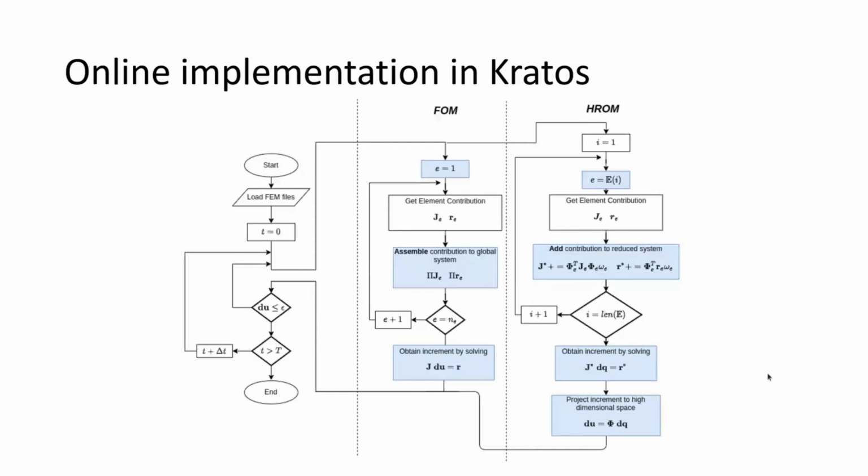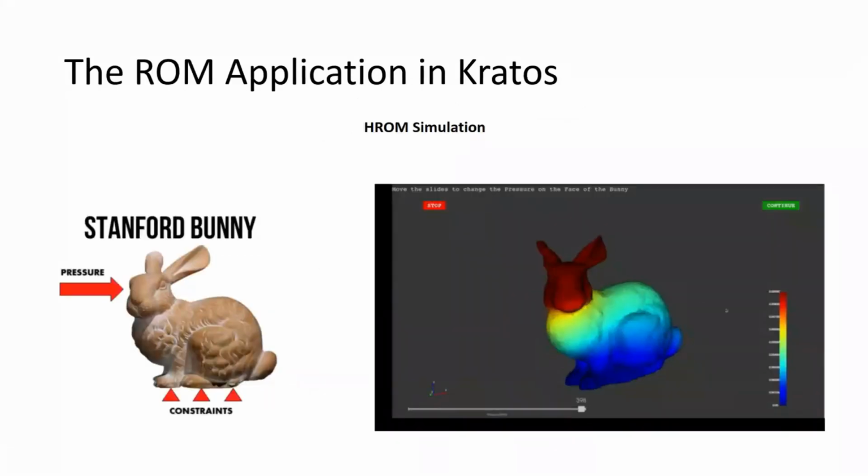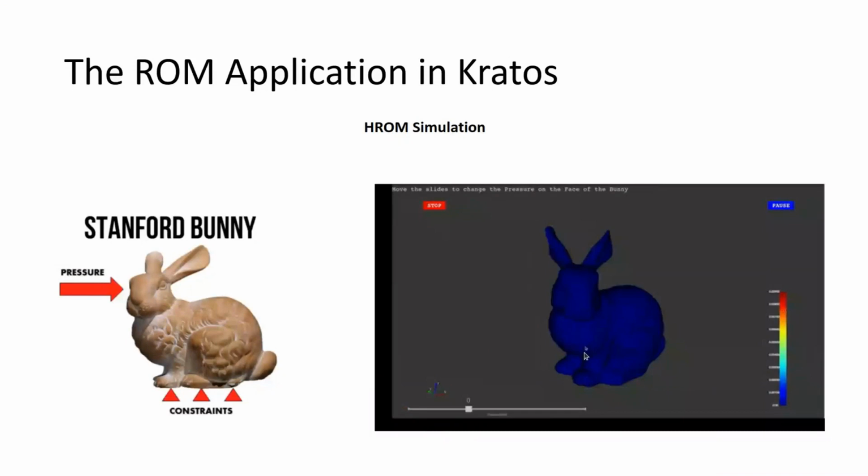We just plug this into Kratos. And is it working? Okay. For example, here is one parameter. This is only one parameter, which is the pressure on the face of the Stanford bunny. And you can solve it in real time, even though it has like 50,000 elements in the original system. This is, of course, quasi-static.